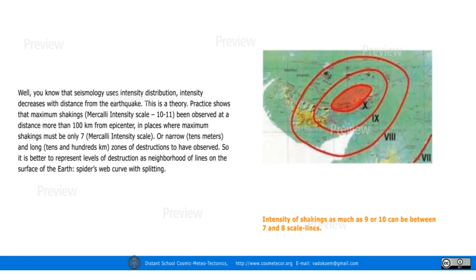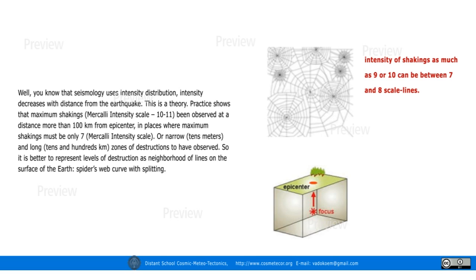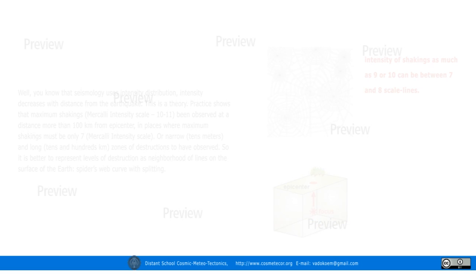Well, you know that seismology uses intensity distribution. Intensity decreases with distance from the earthquake. This is a theory. Practice shows that maximum shakings, Mercalli intensity scale 10 to 11, have been observed at a distance of more than 100 kilometers from the epicenter, in places where maximum shakings must be only 7 on the Mercalli intensity scale, or narrow, tens of meters, and long, tens and hundreds of kilometers, zones of destruction have been observed. So it is better to represent levels of destruction as a neighborhood of lines on the surface of the Earth, a spider's web curve with splitting.